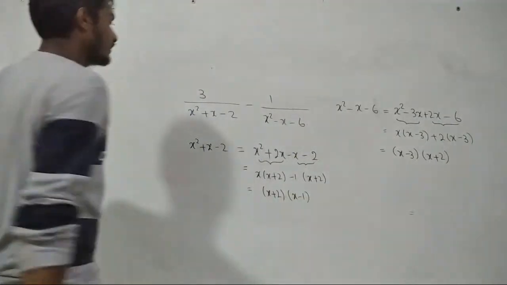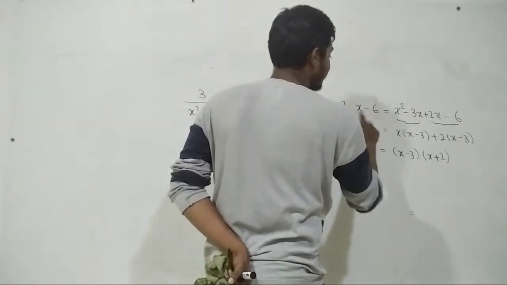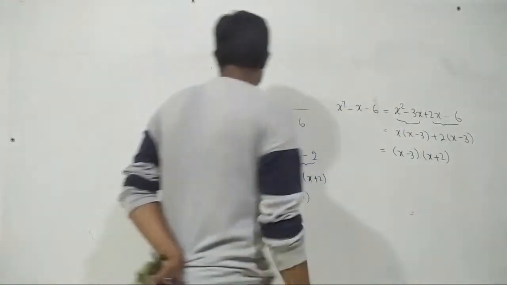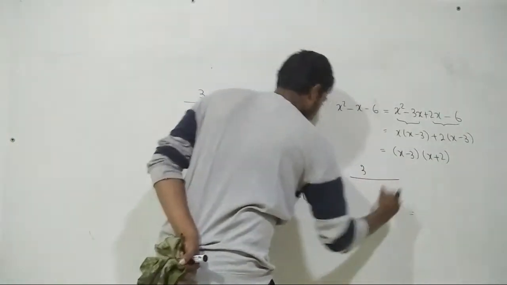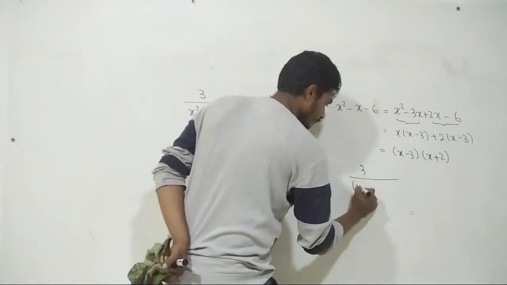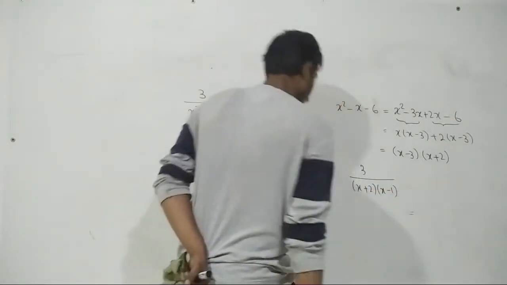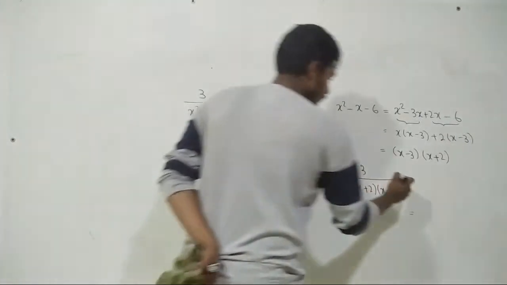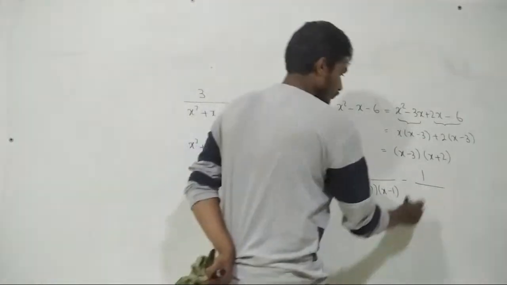So that is the LCM, guys. Sorry, that is your factors. So the factors of x squared minus x minus 6 is x minus 3 into x plus 2. Now let's write this down. So you're going to have 3 over x plus 2 into x minus 1. Okay, and then we have minus 1 over x minus 3 into x plus 2.